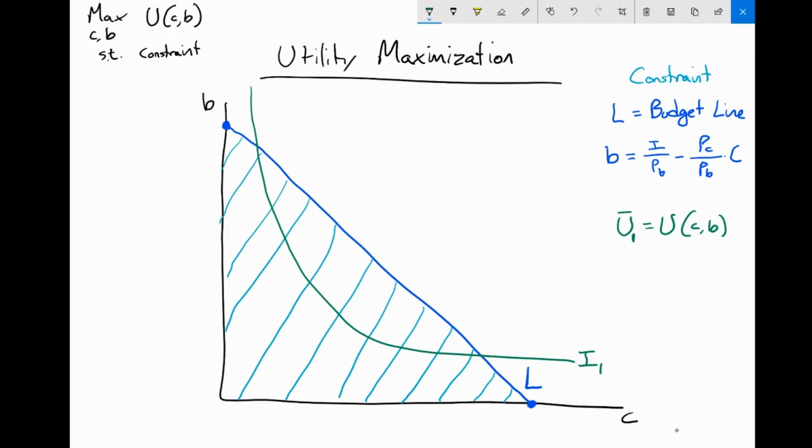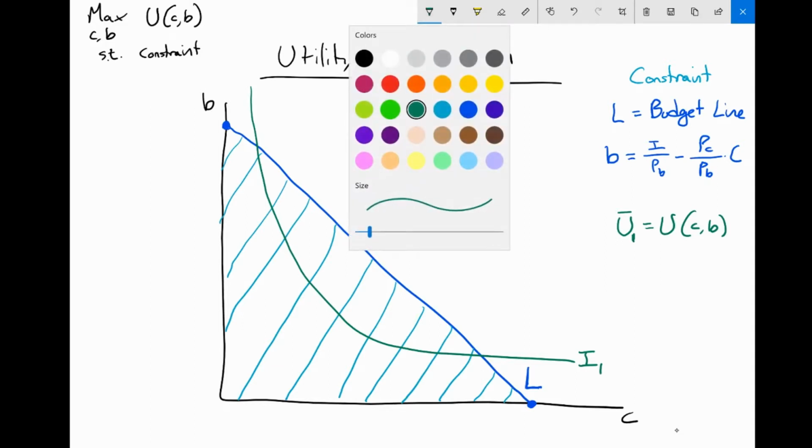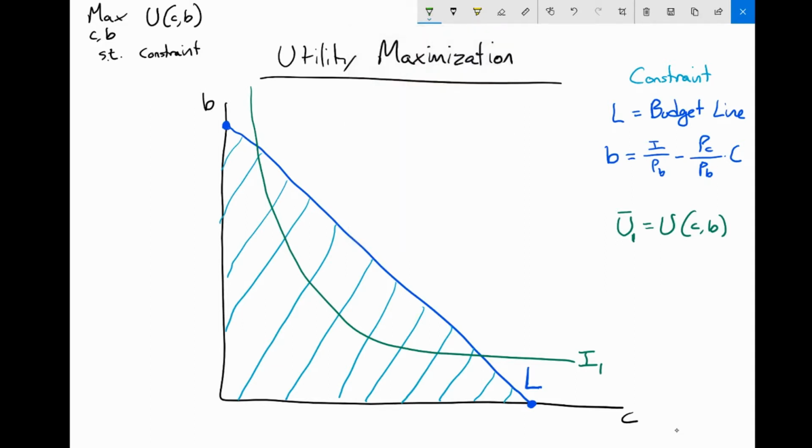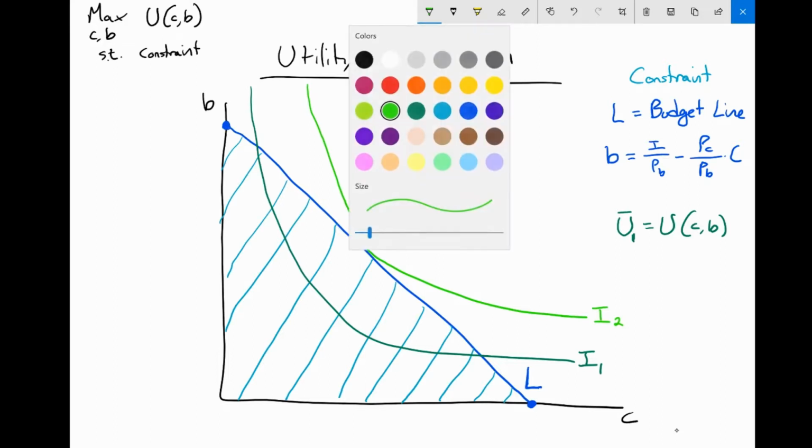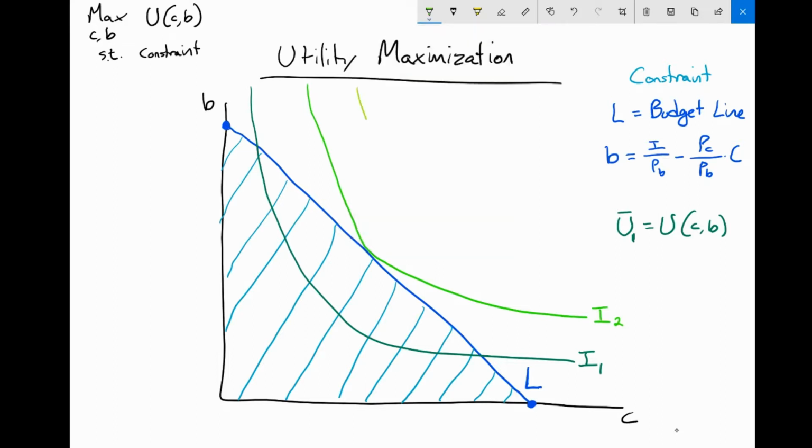Okay. Now, I'm going to draw a couple more examples of indifference curves, and then we're going to discuss how this works. So here's another indifference curve. We'll call this I2. And then, lastly, another indifference curve. We'll call this I3.